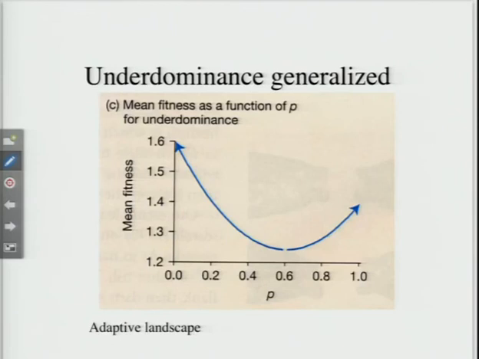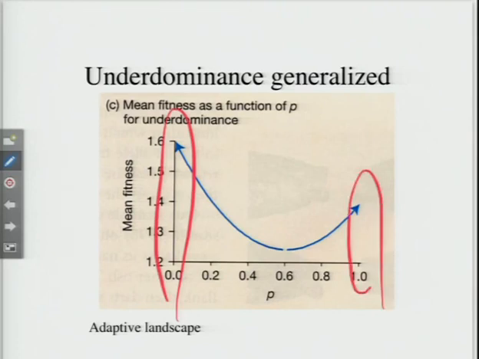So here's a fitness surface. Average fitness as a function of P for underdominance. So obviously, if heterozygotes do the worst, you have highest average fitness if there aren't any heterozygotes. So you have high fitness if one allele or the other prevails in the population, but not both. So this kind of thing is sometimes called an adaptive landscape. So here are these peaks. It's like a mountain range with a fitness peak here and a fitness peak here, but here's a low fitness area here. So that's why it's called a landscape.